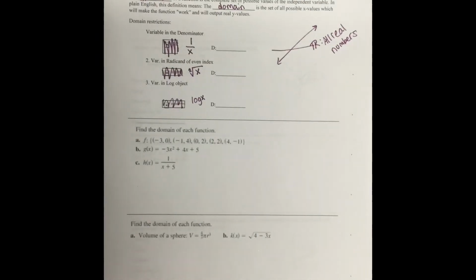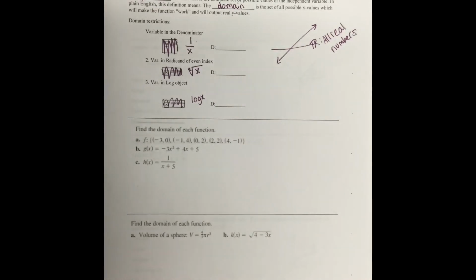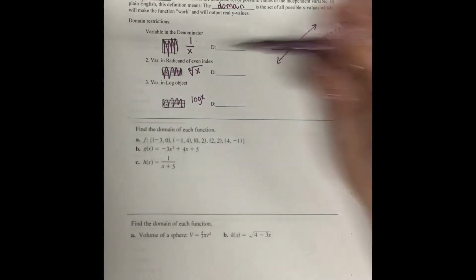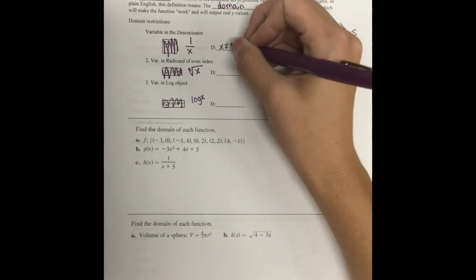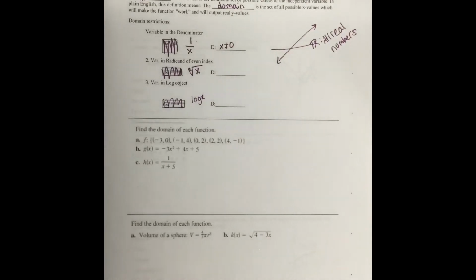So the only times that we get into domain restrictions is if, for example, we have a variable in the denominator. Unfortunately, we can't divide something into nothing, so the denominator cannot be 0. We can't equal 0 in the denominator. We can't take something and disintegrate it, at least yet.